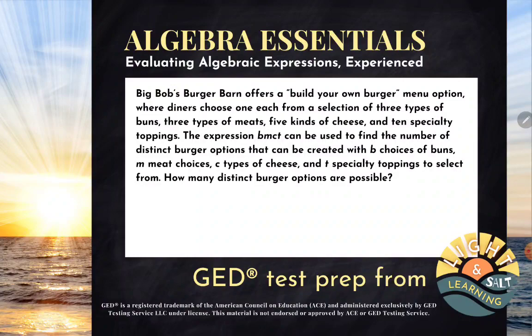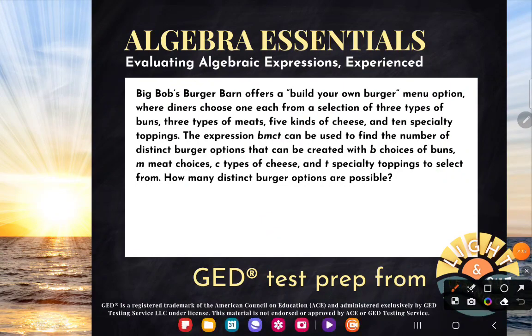Let's keep going. The expression BMCT can be used to find the number of distinct burger options that can be created with B choices of buns, M meat choices, C types of cheese, and T specialty toppings to select from. All interesting. Still don't know what to do. Now, how many distinct burger options are possible?